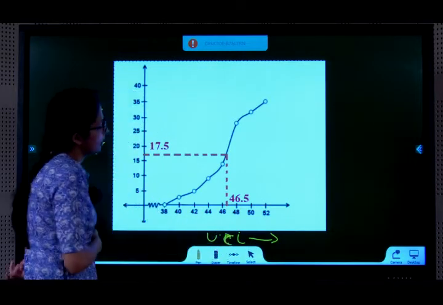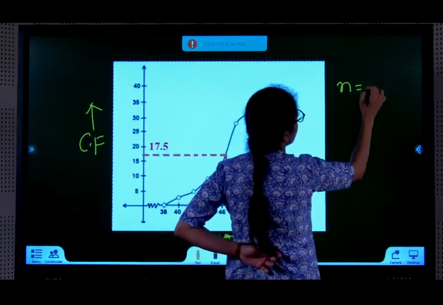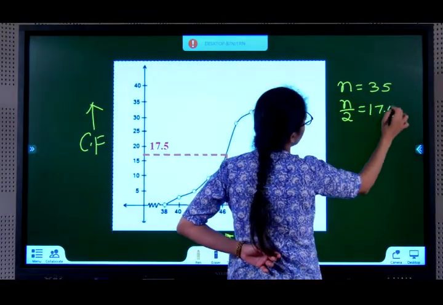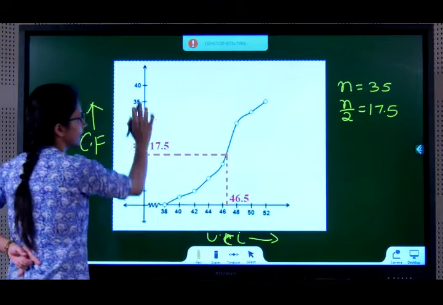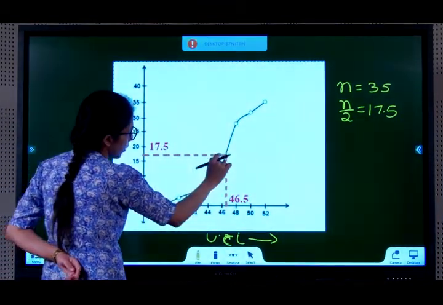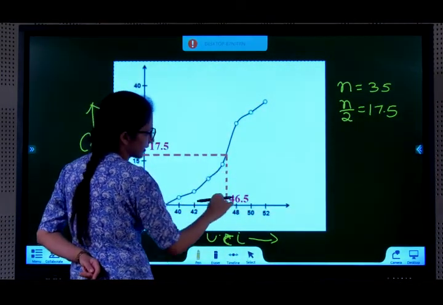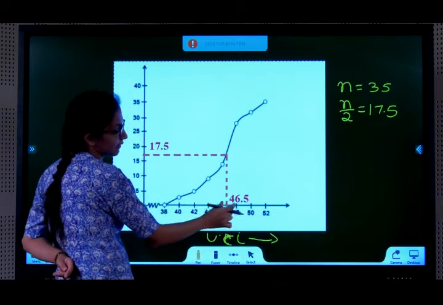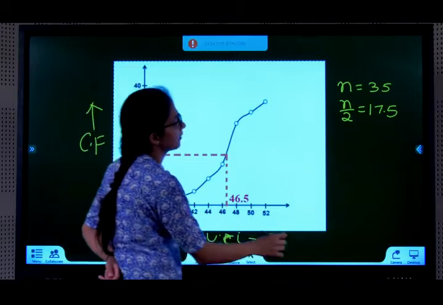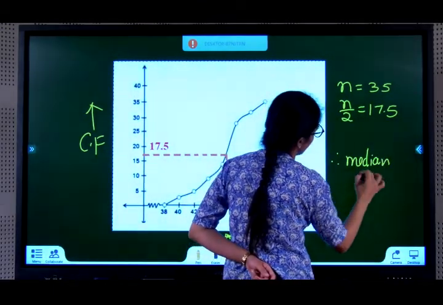So now, how do we do this? In the question, they've given 35 students, right? N is 35. What is n by 2? 17.5. So we go to the y-axis, find 17.5 and draw a straight line. Wherever it meets the ogive, from there drop a perpendicular to the x-axis. You see the value on the x-axis is 46.5, which is nothing but the median. So median is 46.5.